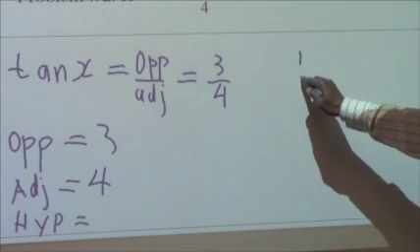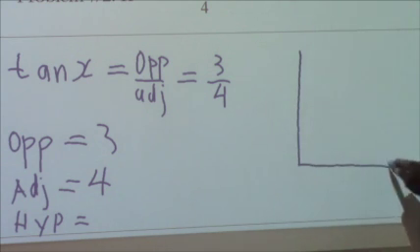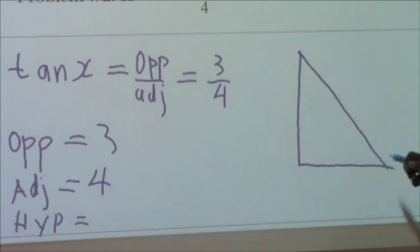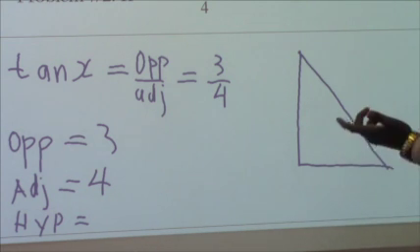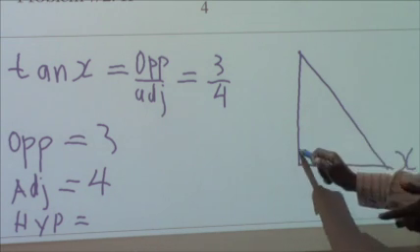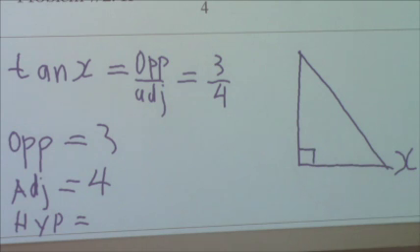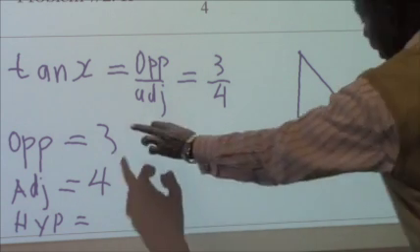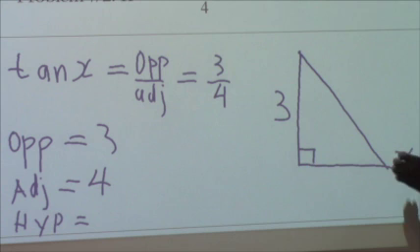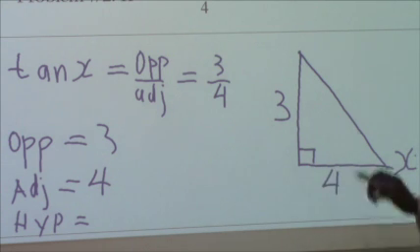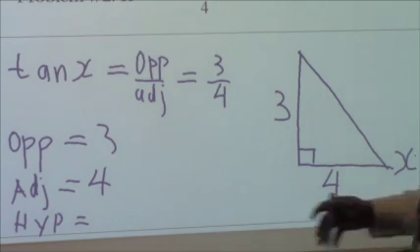Let's do this. We're interested in finding the tangent of an acute angle x. So here's the right angle. We know that the side opposite to angle x is 3. The side adjacent to angle x is 4. So we don't know the hypotenuse. So how can we find this? This is a right triangle, so we can apply the Pythagorean theorem to find the other side.